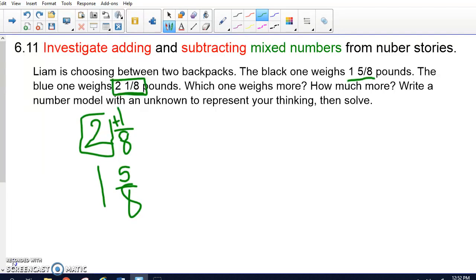Then I add the 1. So what I have here is 17/8. And I'll change the 1 5/8. 1 times 8 is 8 plus 5 is 13/8.